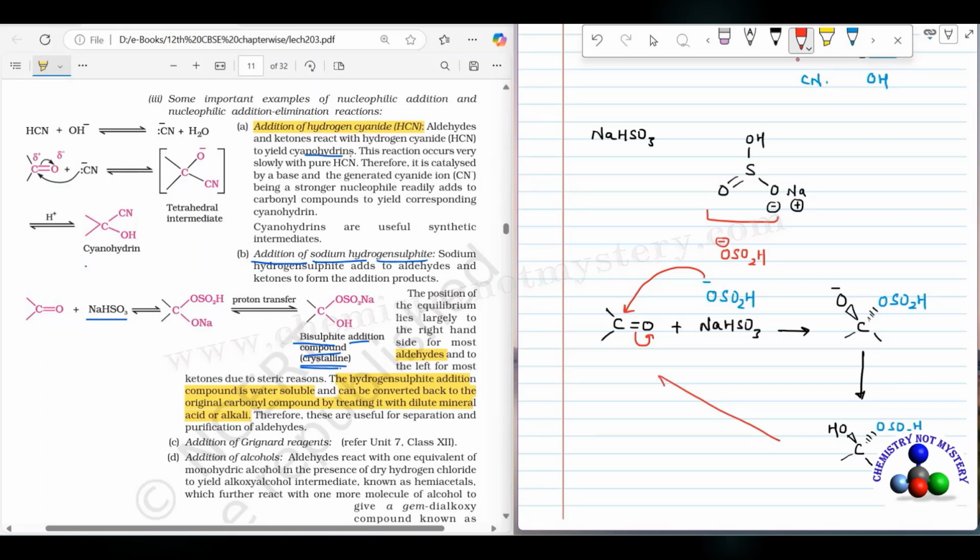You can get back the carbonyl compound by addition of dilute acid or base. Therefore, these are useful for the separation and purification of aldehyde. Because the formed bisulfite product is crystalline, they can be separated in the form of addition product, and when you add dilute acid or base to the reaction medium, you will get back your carbonyl compound, which can be aldehyde or ketone.